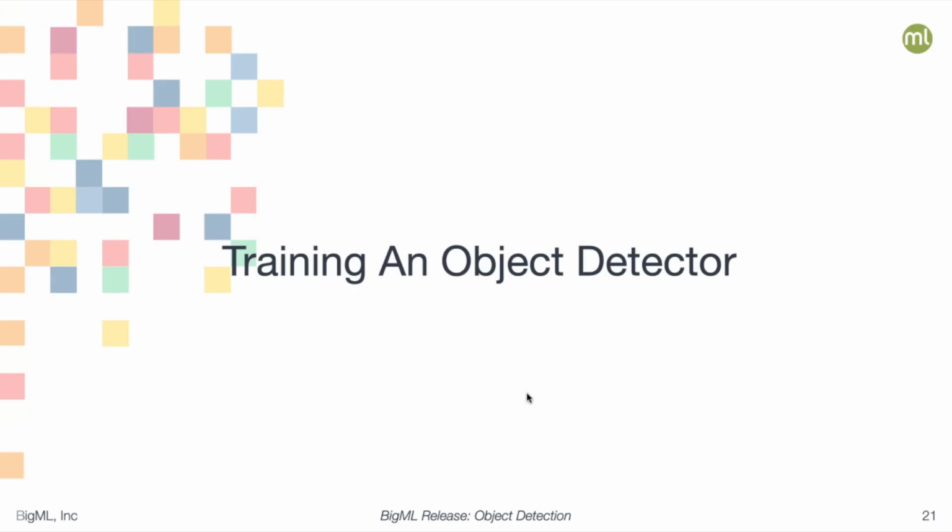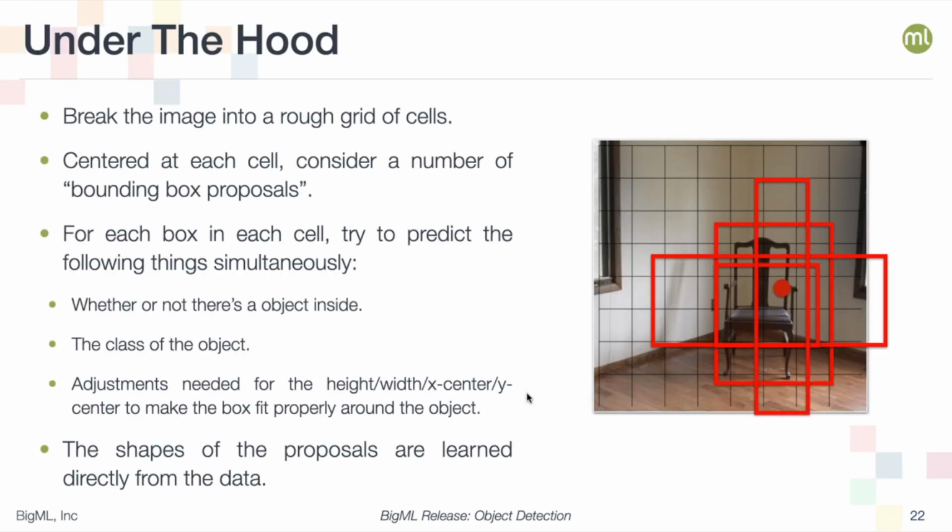So let's talk a little bit more about what's going on under the hood when we create one of these object detectors. Basically, the way these algorithms work, the sort of algorithms that we're deploying to do object detection on BigML, is we break the image into a rough grid of cells, and by rough, I mean each cell contains a pretty good chunk of the image. So we're looking at a grid of like 16 by 16 or 32 by 32 over an image that can be as big as 512 by 512 pixels. So a pretty rough, a pretty coarse grid over this fairly large image.